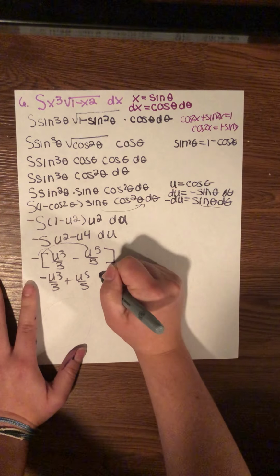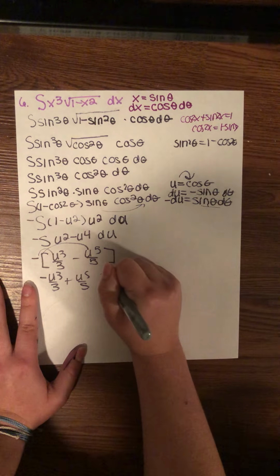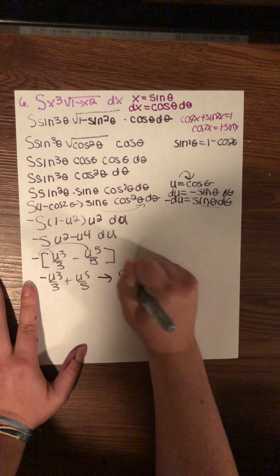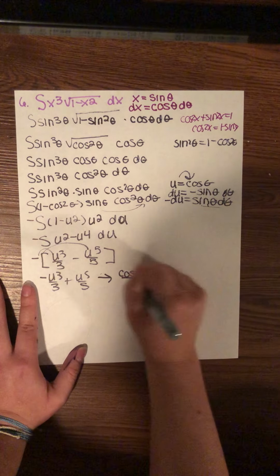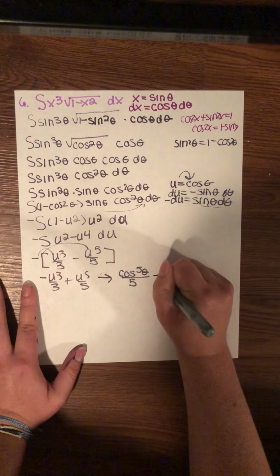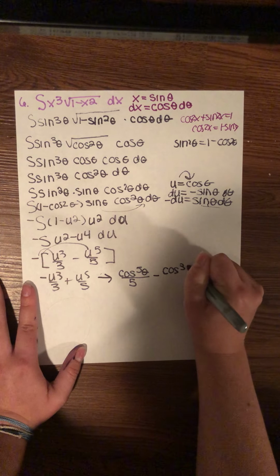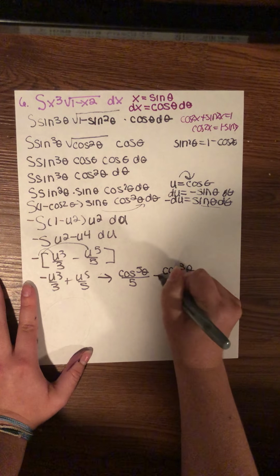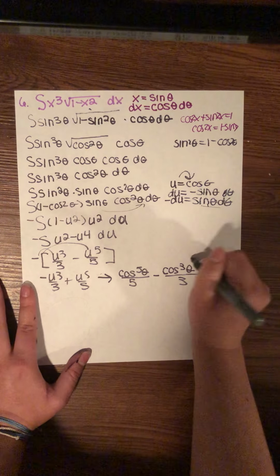And now we're going to put our original u back in. We're going to put it all back together. So this will go to cosine to the 5th theta over 5 minus cosine cubed theta over 3. We're not done because it needs to be in terms of x and it's in terms of theta.